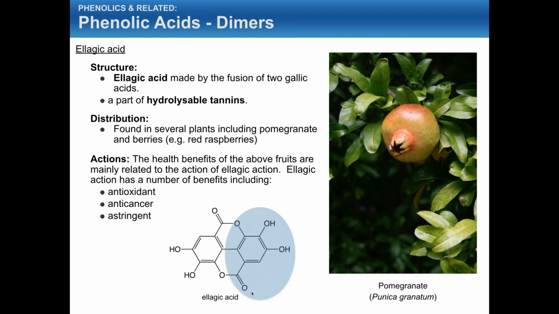And then there are some of these astringent compounds like ellagic acid found in pomegranate, but it's also found in certain berries like raspberries. So there are lots of health benefits associated with this compound. It's probably similar to gallic acid, but once you stick two gallic acid molecules together, it will behave a little bit differently.